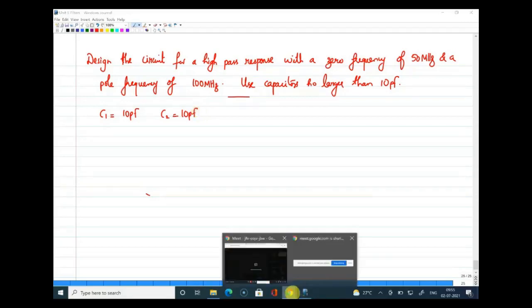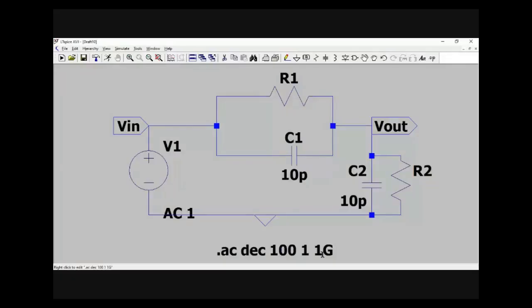So can you guys see the screen? I have just simulated the same experiment here with an R and C, and C1 and C2 I have kept as 10 picofarad. What value are you getting for R1? I'm getting R1 parallel to R2 as some 79.57. Okay, I'm not getting which way you are doing it. Okay, one second.